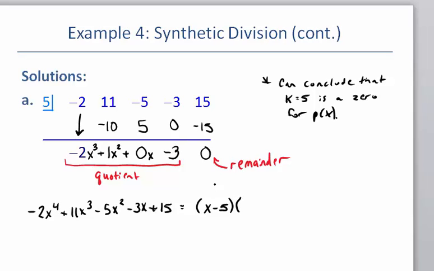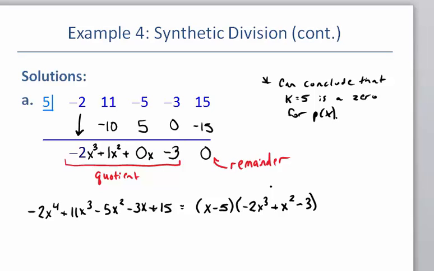The other part of the factored version is what we got for our quotient. So negative 2x to the third, and I'm simplifying a little bit as I go, plus x squared. I'm going to leave the 0x out, minus 3. Now, this may not be completely factored, but it is at least one step towards having a factored form of our polynomial.